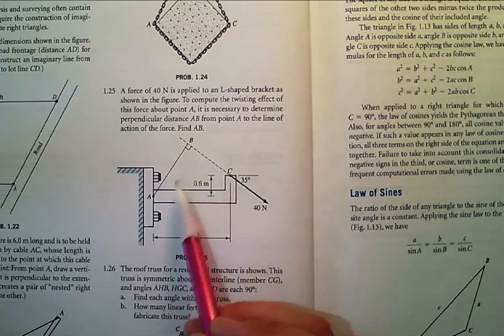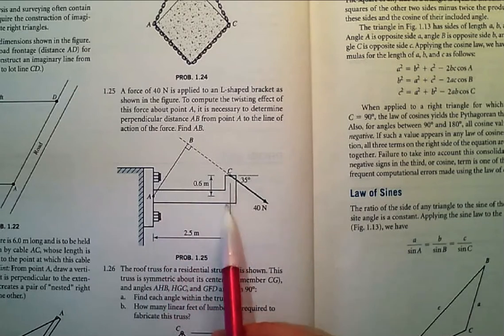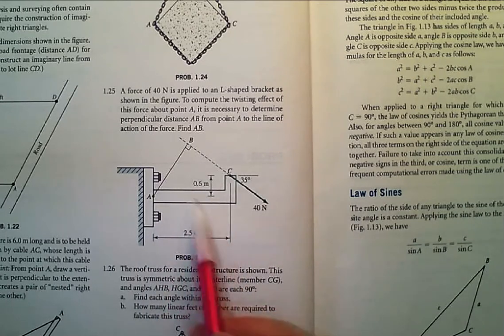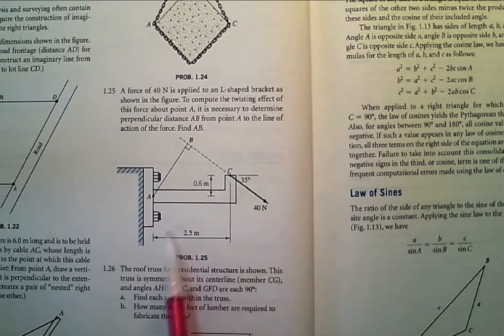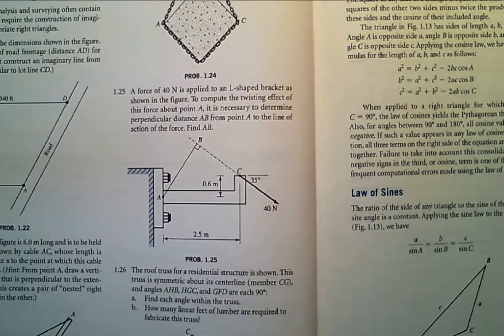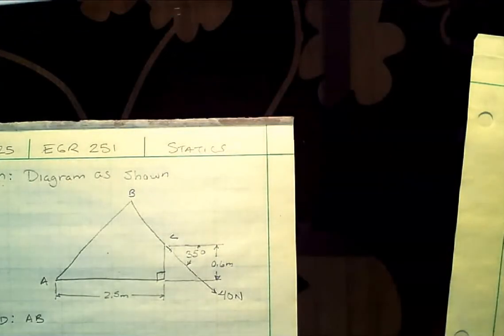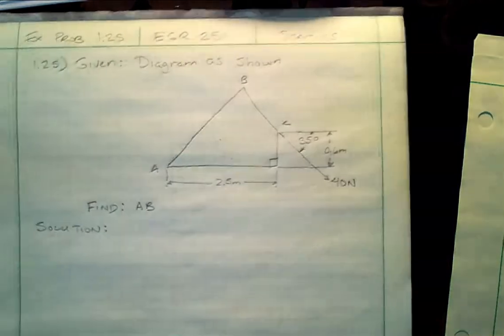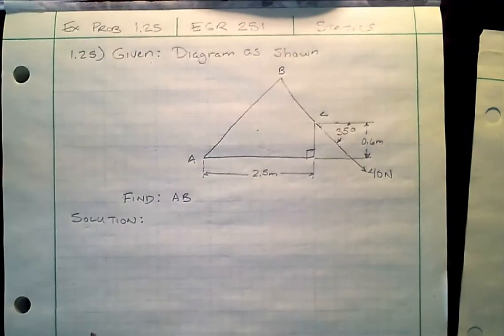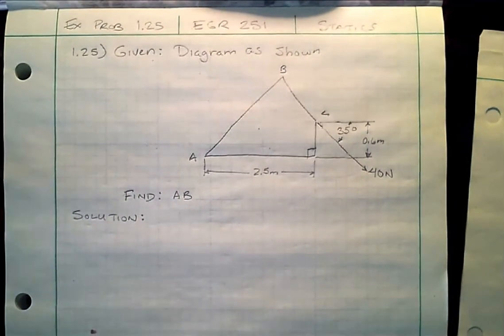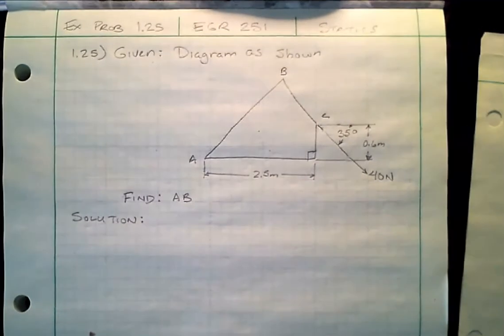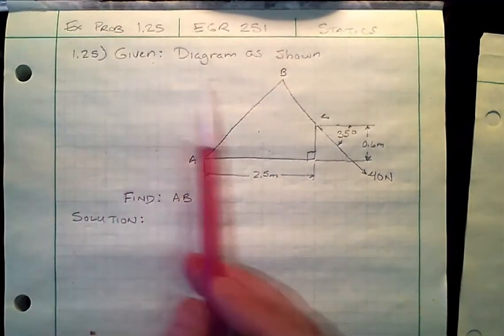So find AB. So if we take a look at it, we can see we have a right angle here, we have a dimension, we have another angle here, and we have a dimension here. So first thing you need to do is set up the problem. Again, I like to set the problem up in standard homework format here. And in terms of it, we have given problem 1.25 and the diagram as shown.